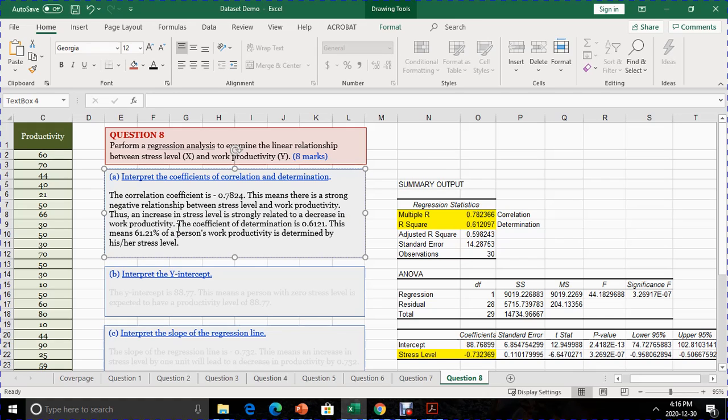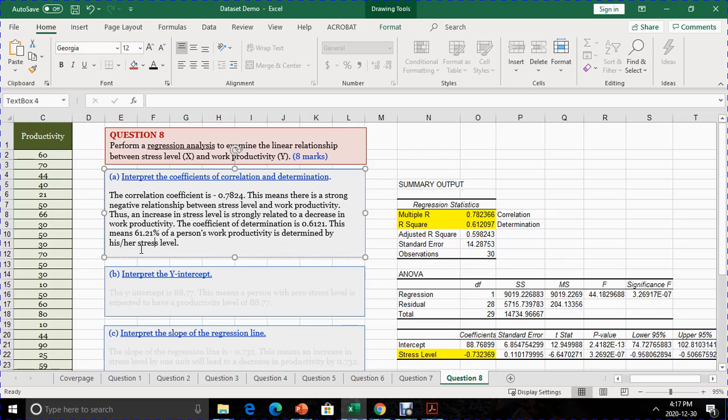Now let's take a look at the coefficient of determination. The coefficient of determination is given as 0.612097. So to 4 decimal places, the coefficient of determination is 0.6121. This means 61.21% of a person's work productivity is determined by his or her stress level.